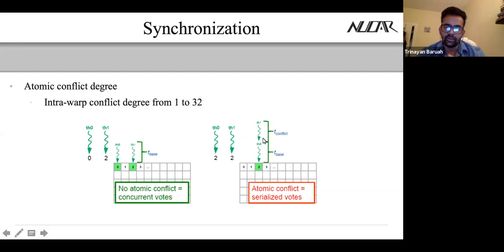So you can see here, these two threads are writing to the same variable, so it's an atomic conflict. Those will be serialized. On the other hand, here on the left-hand side, both of these threads are updating different locations in memory. That's fine because there's no atomic conflict.